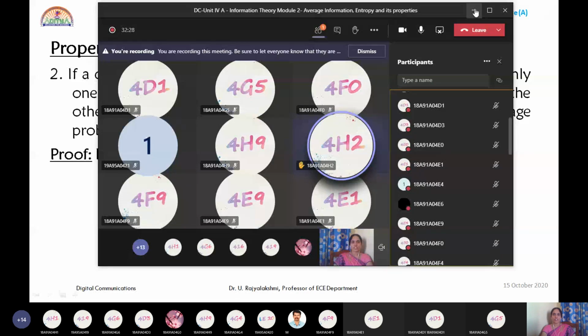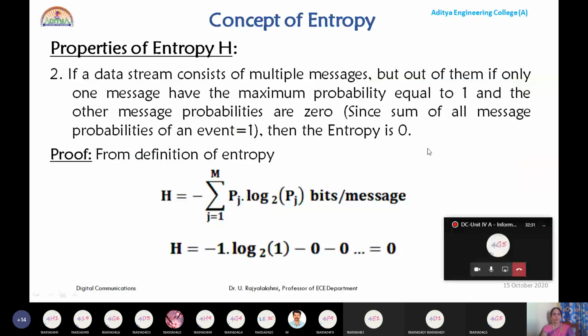Ma'am. Okay, thank you. Can you please read the second property of entropy? Yes, ma'am. If a data stream consists of multiple messages, but out of them, if only one message has the maximum probability equal to 1 and the other messages' probabilities are 0, since the sum of all messages' probabilities of an event is equal to 1, then the entropy is 0. Okay, thank you.